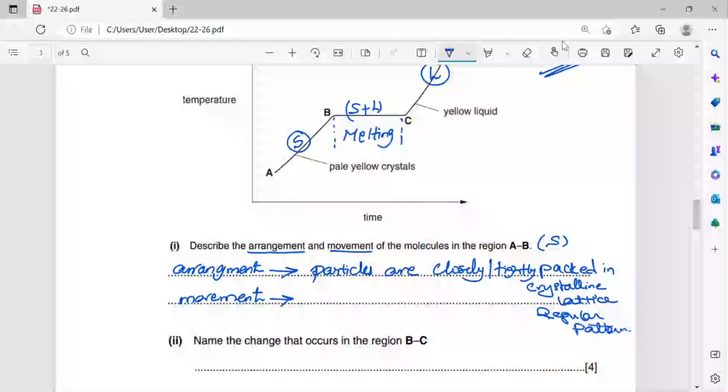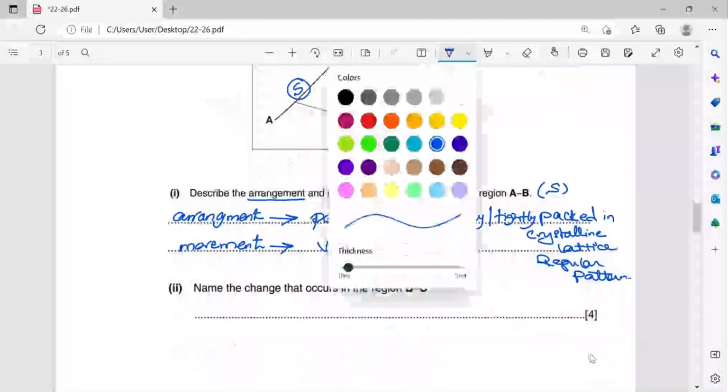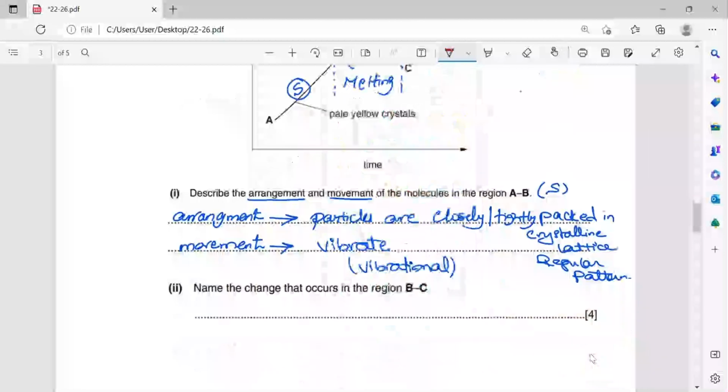Regarding the movement, vibrate. In other words, you can say vibrational movement. So 1 mark here regarding closely packed, the 2nd mark regarding the lattice structure, and the 3rd mark regarding the movement, which is vibrational.